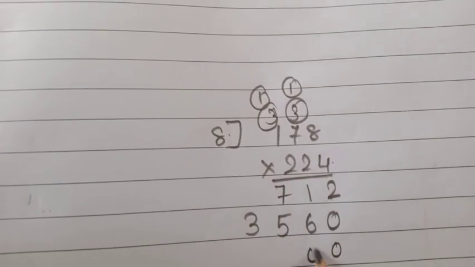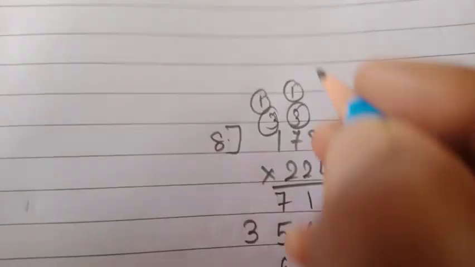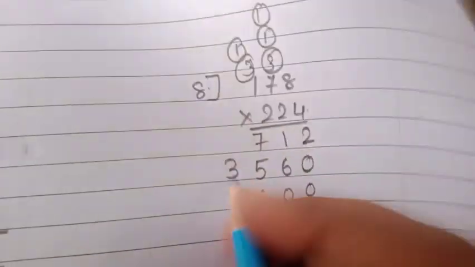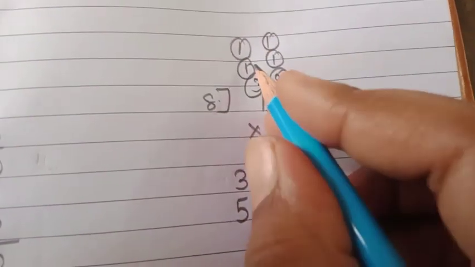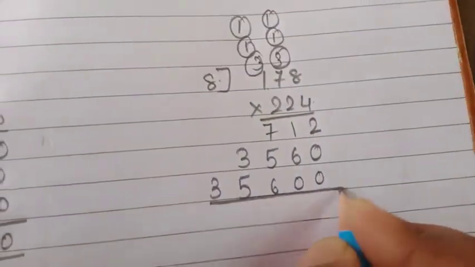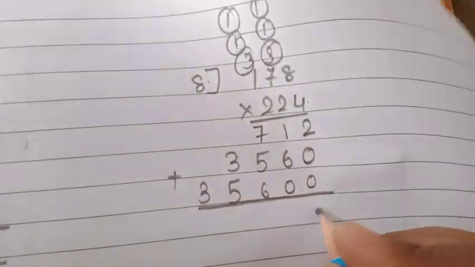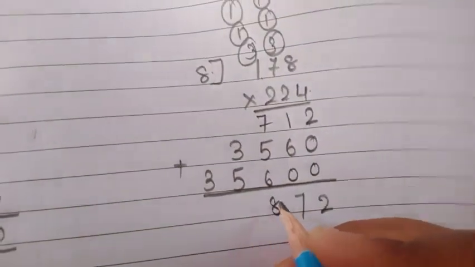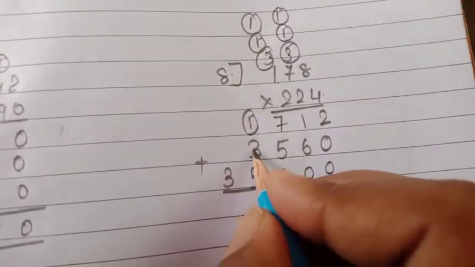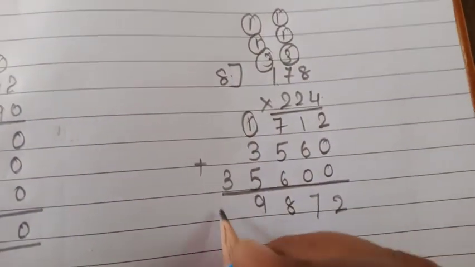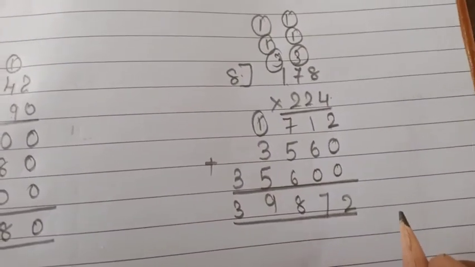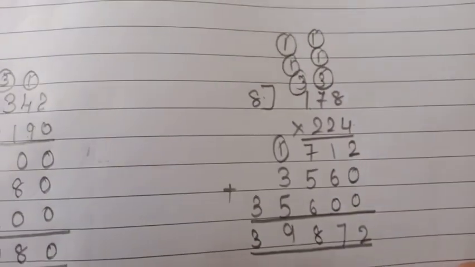Now we will multiply by 2. Before that we will write 2 zeros. 2 8s are 16. 6 we will write down, 1 will be carried over. 2 7s are 14. 14 plus 1, 15. So 5 we will write down, 1 will be carried over. Now 2 1s are 2. 2 plus 1, 3. Now we have to add. 2 plus 0 plus 0, 2. 1 plus 6, 7. 7 plus 5, 12. 12 plus 6, 18. So 8 we will write down, 1 will be carried over. 3 plus 1, 4. 4 plus 5, 9. And this 3 will come down. So our answer is 39,872. Okay children, thank you.